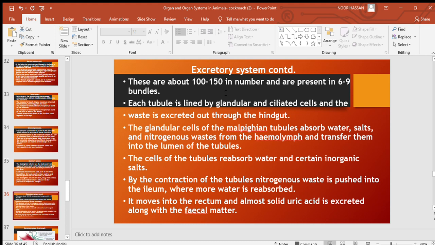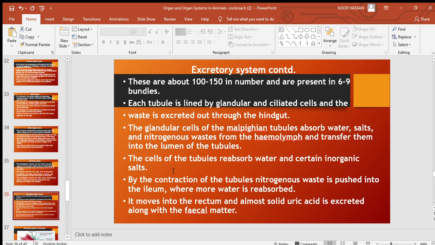They are around 100 to 150 in number and are present in 6 to 9 bundles. Each tubule is lined by glandular and ciliated cells, and the waste is excreted out through the hindgut. The glandular cells of the Malpighian tubules absorb water, salts, and nitrogenous waste from the hemolymph, that is from the hemocoel, and transfer them into the lumen of the tubule, that is the cavity or space inside the tubules.